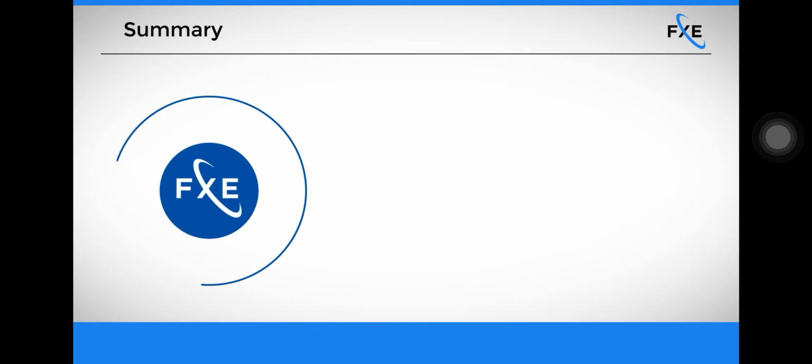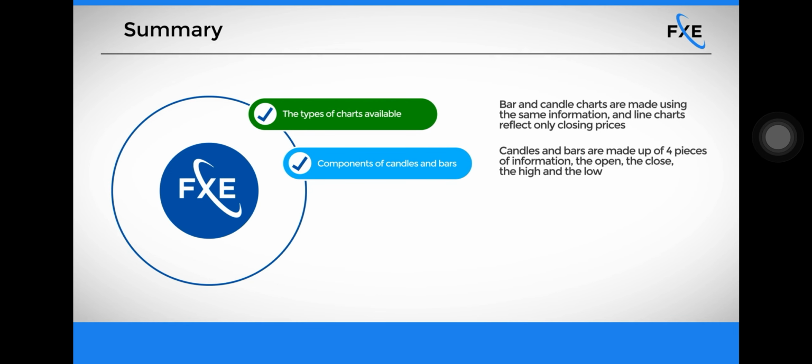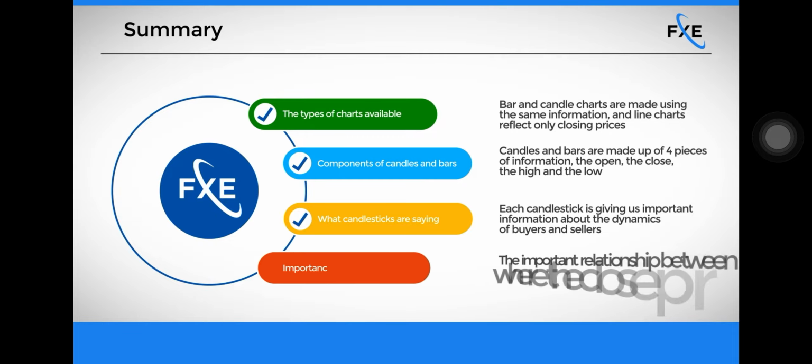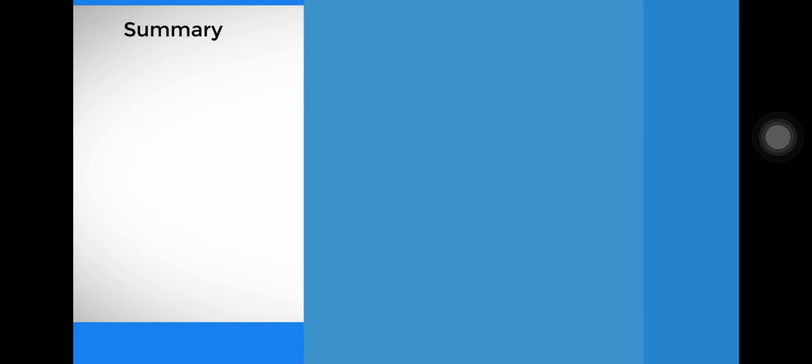In this lesson, we've looked at the types of charts available. We've seen the bar and candle charts that are made using the same information, and lines reflect only closing prices. We have explored the components of candles and bars, and learned that candles and bars are made up of 4 pieces of information: the open, close, the high, and the low. We took a look at what candlesticks are trying to tell us, and learned that each candlestick is giving us important information about the dynamics of buyers and sellers. And finally, we explored the important relationship between where the close price of the bar is compared to where it opens. This concludes section 1 of price and trend analysis.